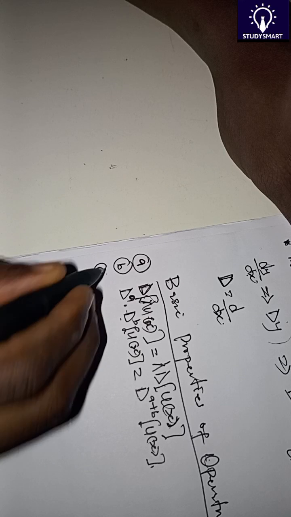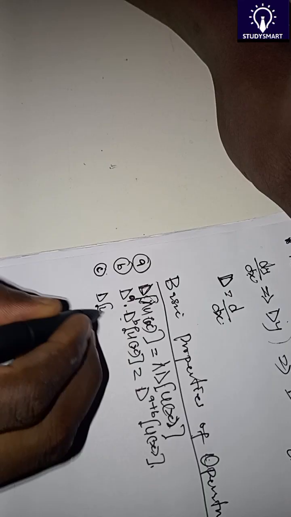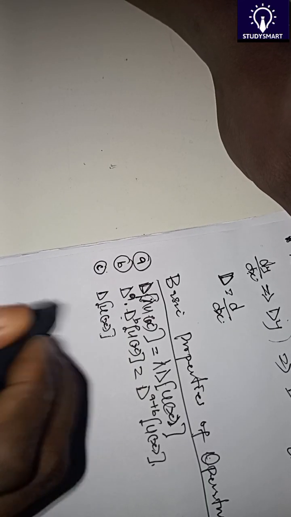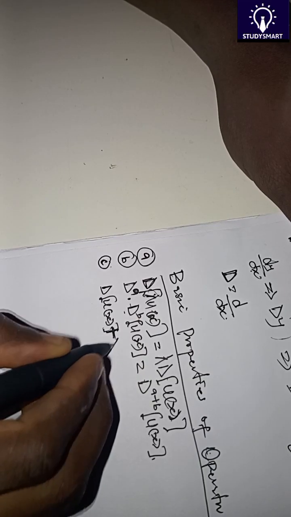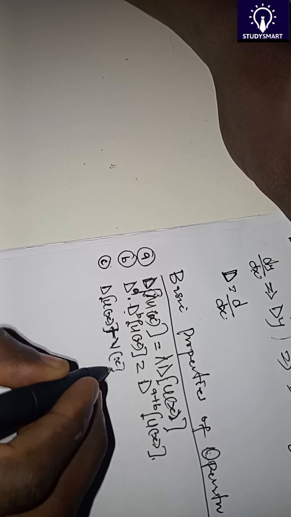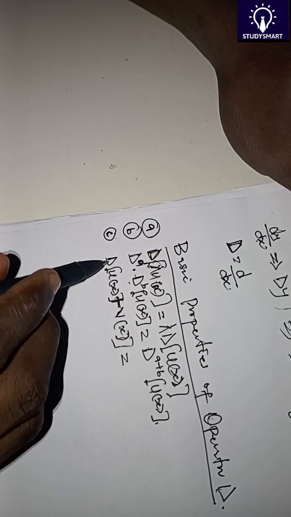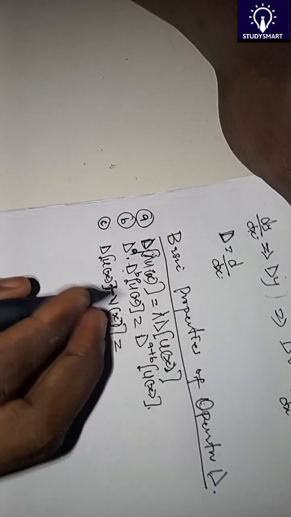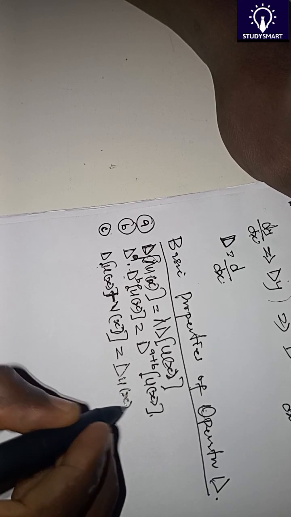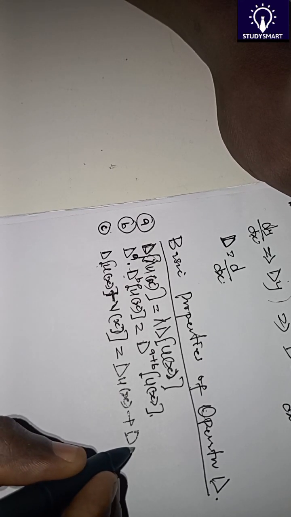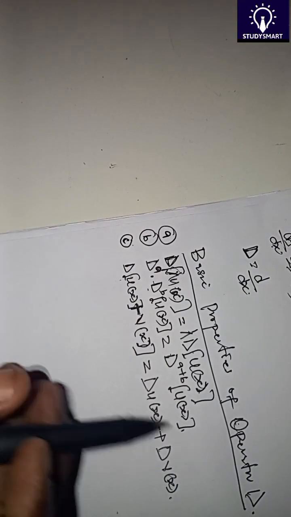The third property: if I have D of u of x plus v of x, it means that I'm going to distribute D to each of these functions. If I distribute D to each of these functions, I will have Du of x plus Dv of x. So these are the basic properties of operator D.